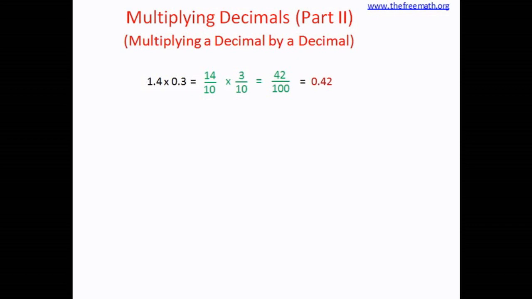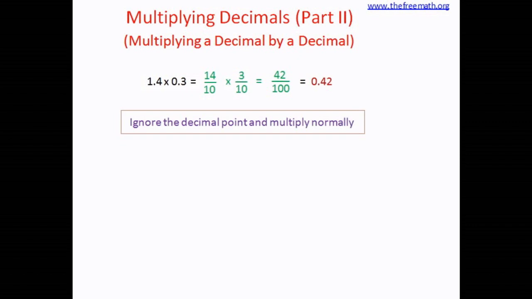Every time we don't need to do this conversion to fractions and then do the multiplication. Instead, we can learn some steps that we can follow and multiply the decimal numbers. The first step is to ignore the decimal point and multiply normally. That means forget that there is any decimal point and multiply 14 and 3. So 14 multiplied by 3 would be 42.